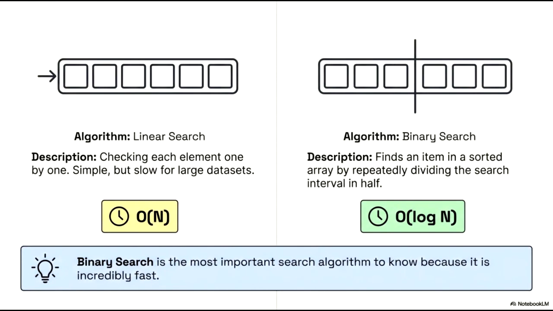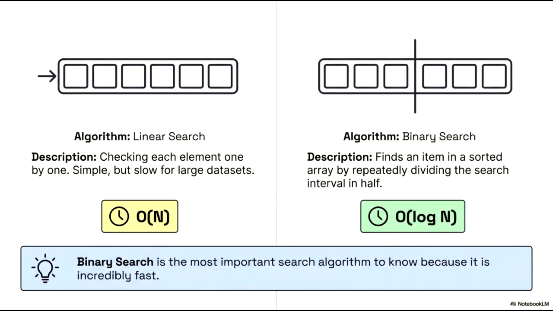Let's examine the differences between linear search and binary search. On the left, we see linear search, which functions by checking each element in a dataset one by one. While this approach is simple to understand and implement, it becomes increasingly slow as datasets grow larger. Its time complexity is O of n, meaning the search time increases linearly with the number of items.